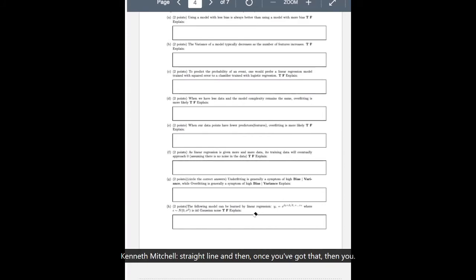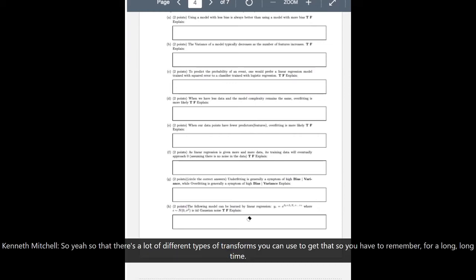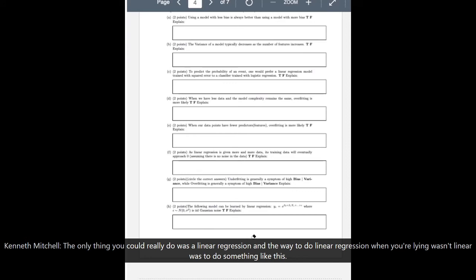Once you've got that, you take the exponential of that, and you've got a nice curve which matches the actual data. So there's a lot of different types of transforms you can use. You have to remember, for a long, long time, the only thing you could really do was linear regression, and the way to do linear regression when your line wasn't linear was to do something like this.